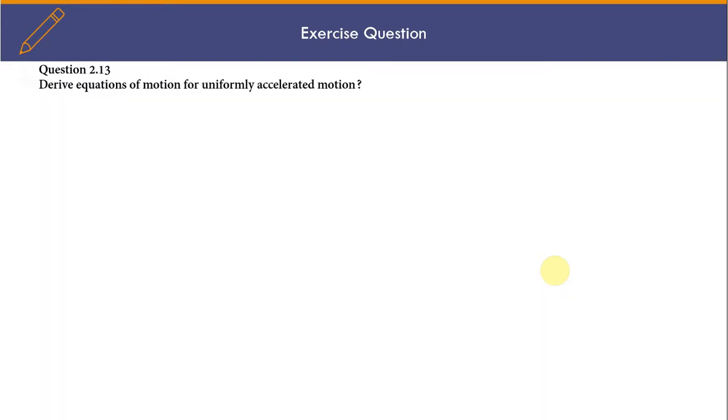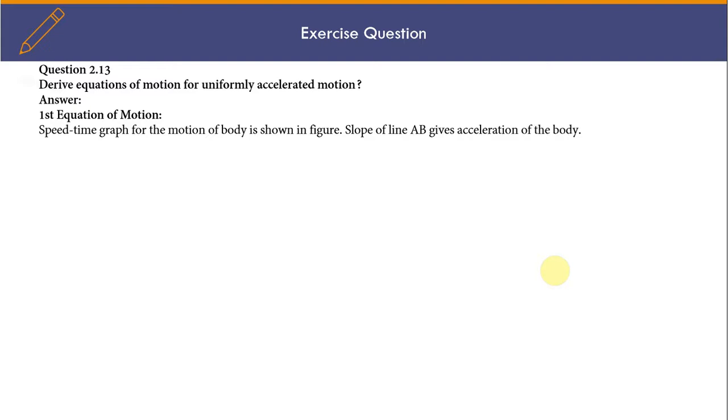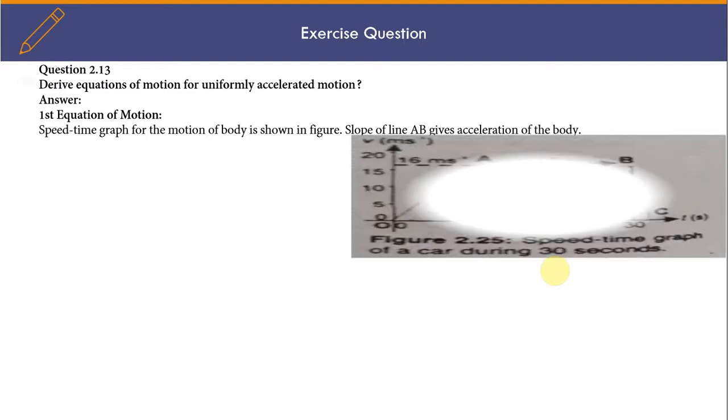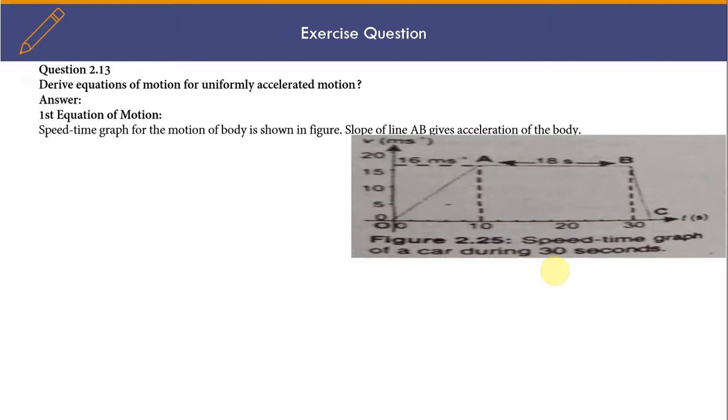Question 2.13: Derive equations of motion for uniformly accelerated motion. First equation of motion. The speed-time graph for the motion of a body is shown in the figure. This is the figure, and the slope of line AB gives the acceleration of the body. The slope of line AB is equal to a, and the slope is equal to BC by AC.